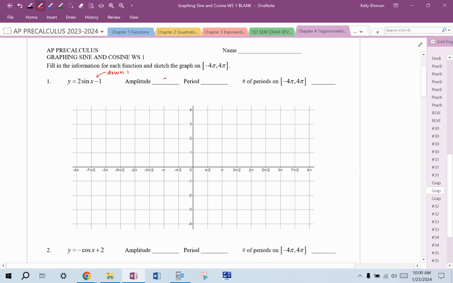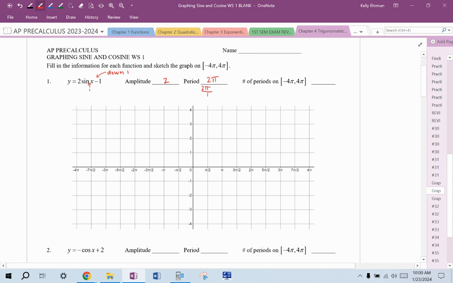So the amplitude is 2. It's the absolute value of the a value. Period is 2 pi over b. b is 1 because that's in front of the x. So the period is 2 pi. The number of periods on this interval, negative 4 pi to 4 pi.